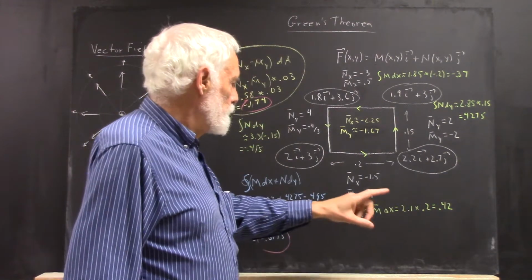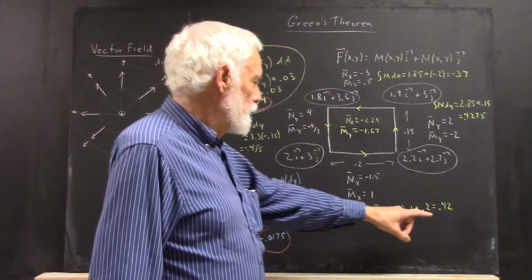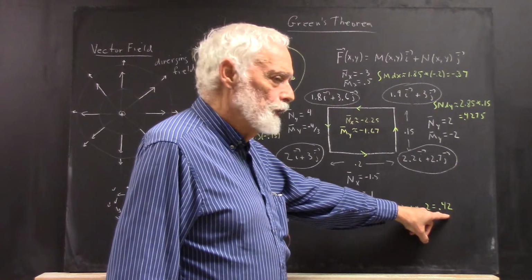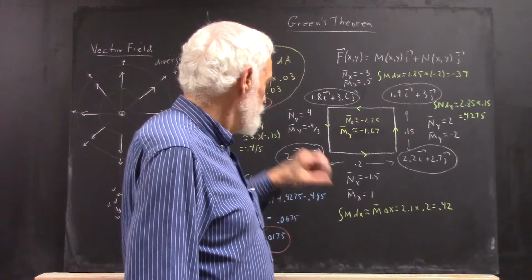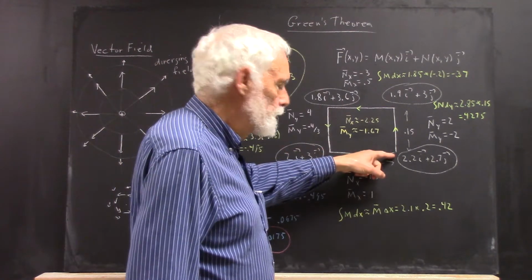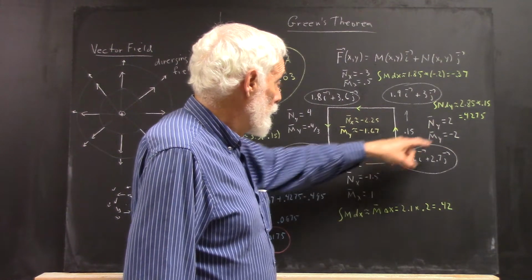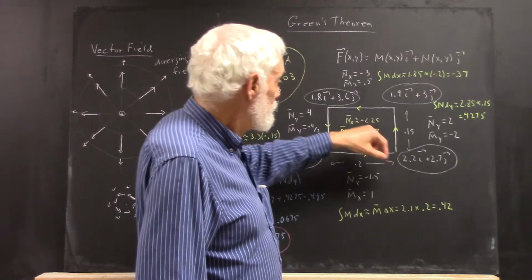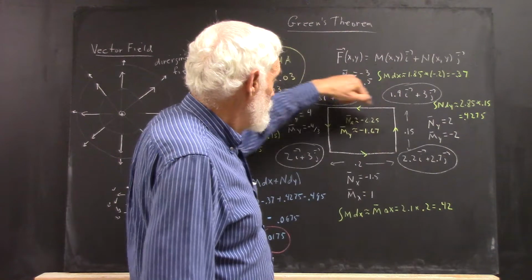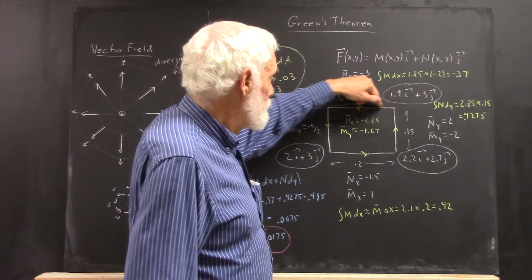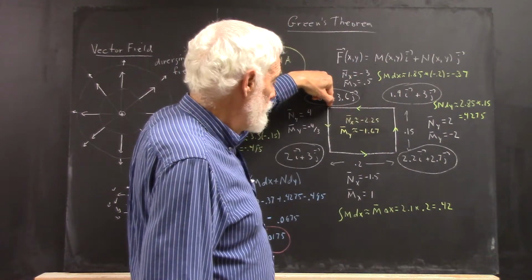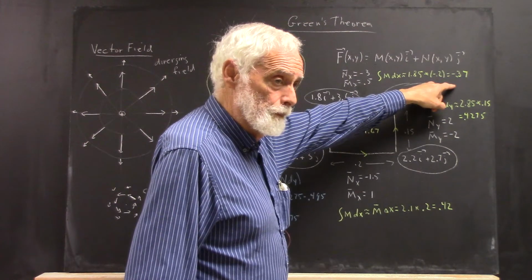Okay, so we recall that this number, which is the sum of your m values as you go this way along the lower edge of the rectangle, and the magnitude of this value, which is the magnitude of what you get when you go along here, those magnitudes are different.